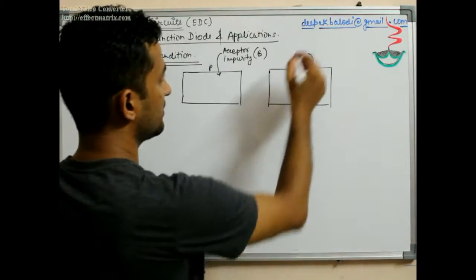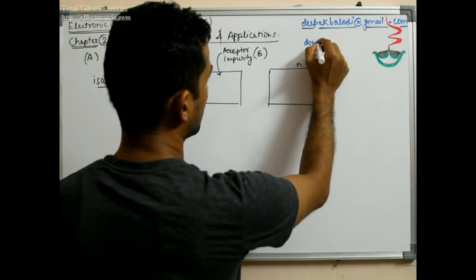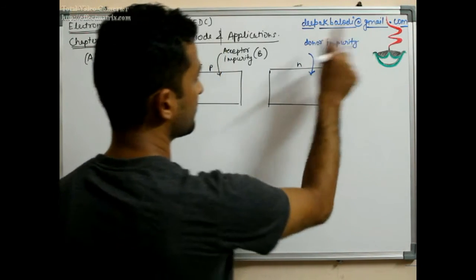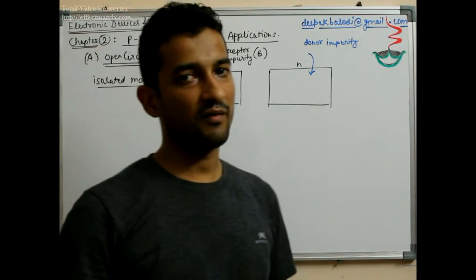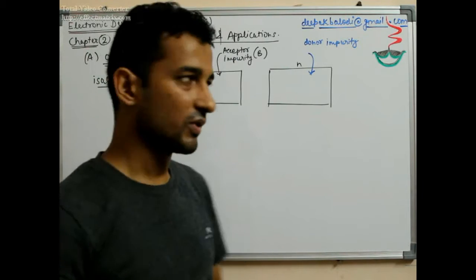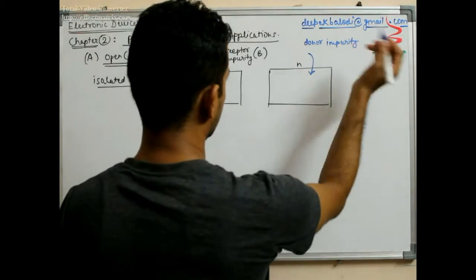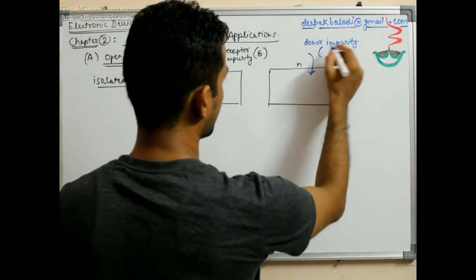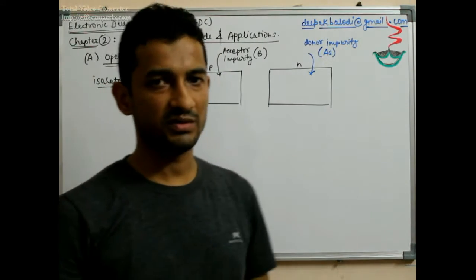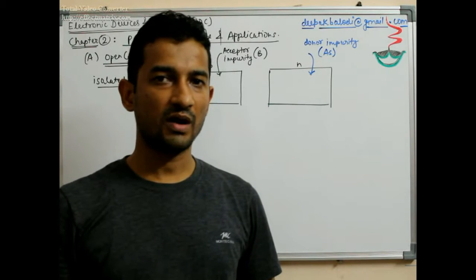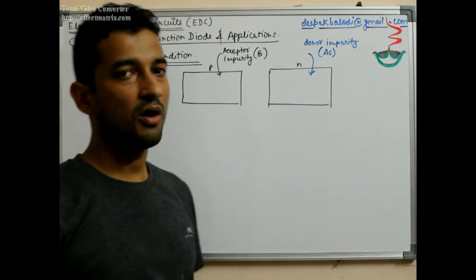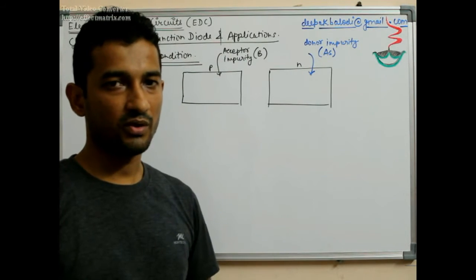On the N side we have the donor impurity. Donor impurity is also called pentavalent impurity, that we have already seen in chapter 1. Acceptor impurity is also called trivalent impurity. So for donor impurity, a good example is arsenic. Arsenic and phosphorus are two very widely used impurities for silicon. Similarly, boron or aluminium are very popularly used impurities for the P side.